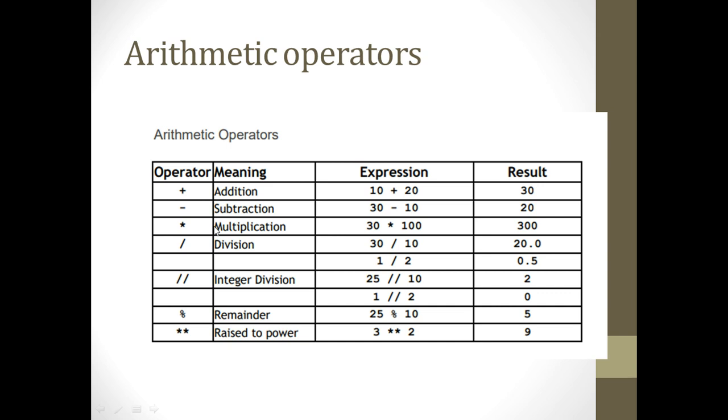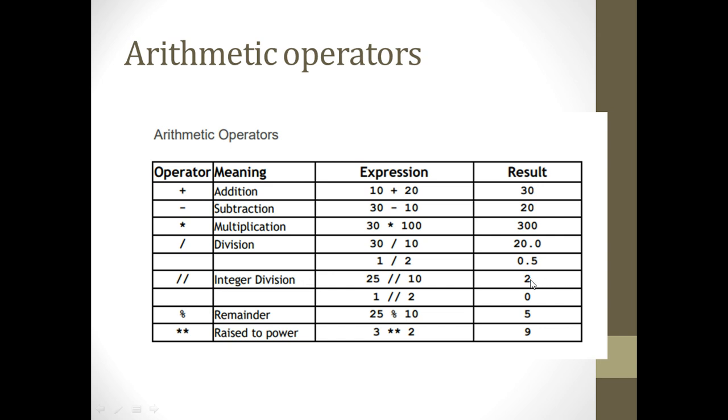Arithmetic operators include plus, addition: 10 plus 20 gives me 30; minus, subtraction: 30 minus 10 gives me 20; into, multiplication, gives me the result; slash, division, gives the result in floating point values; double slash, integer division, doesn't give me the result in floating point values, it's only in whole numbers.